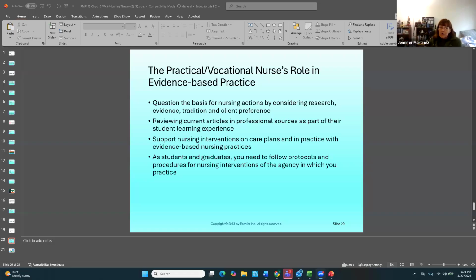You can review current articles in professional sources, even as part of a student learning process. Like you can go into your libraries. A lot of the libraries will have hard copies of some of the nursing publications. Otherwise, you can use the online library, right? And you can do a search. You can support nursing interventions on care plans and in practice with evidence-based nursing practices. And as students and graduates, you need to follow protocols and procedures for nursing interventions, right?